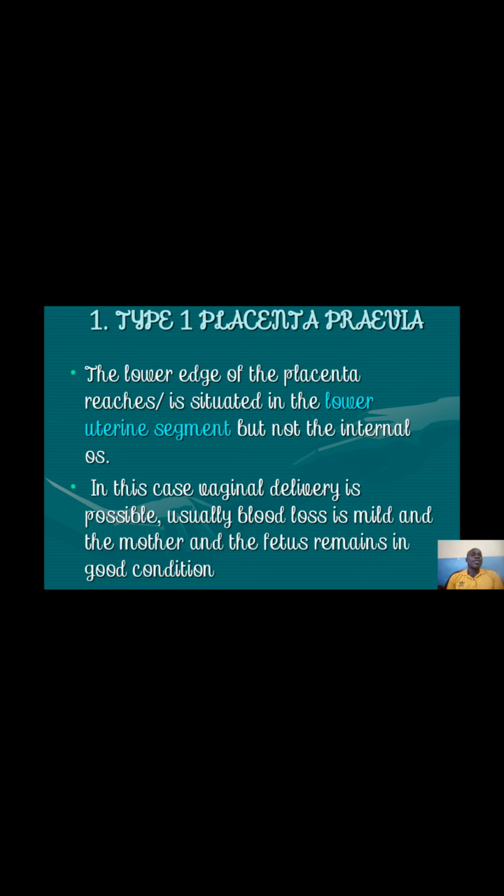Kwamba hii ni aina ya placenta previa ambako kwamba the low edges of the placenta inakaribia, reaches or is situated in the lower uterine segment, kwamba placenta inakuwa imeattach the lower uterine segment, attach tu partially, au unakuta ipo karibu na lower uterine segment but does not cover the internal os. Lakini inakuwa ina attach the lower uterine segment. Hiyo ndio type 1 placenta previa.